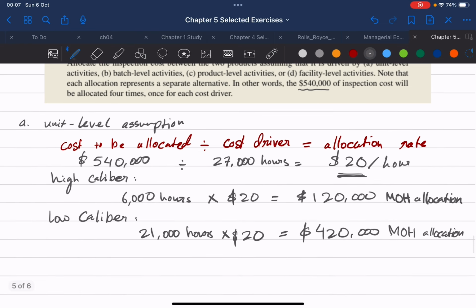Now let's go to the next step, B. So now batch level.